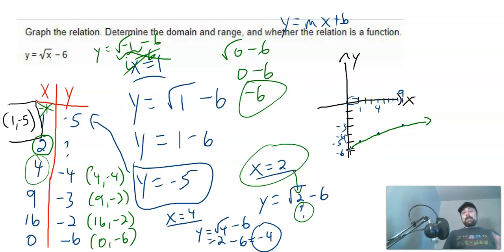So it just dead ends at that point (0, -6). It doesn't go any further to the left and doesn't go any further down. So this is the graph for that equation. And that's how you find that graph using the generic method.